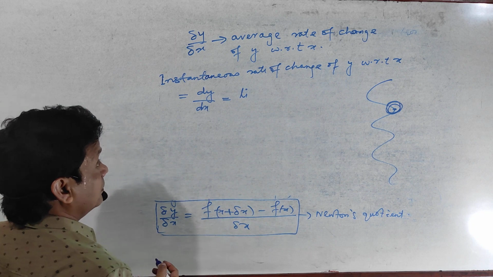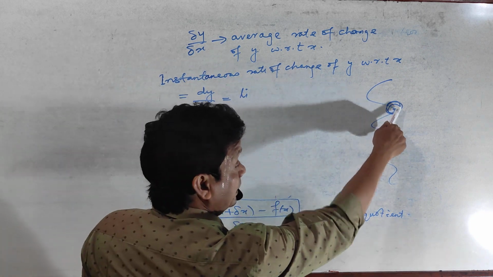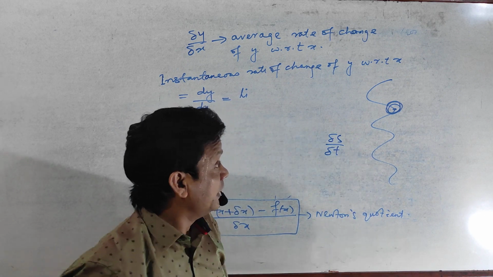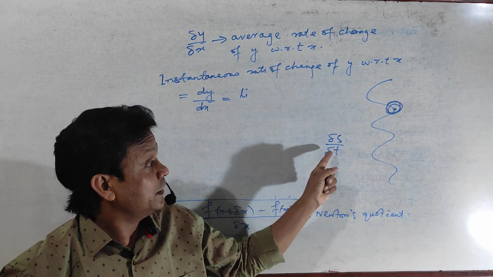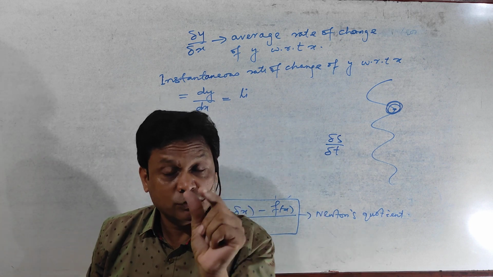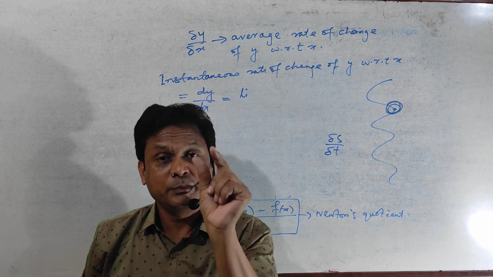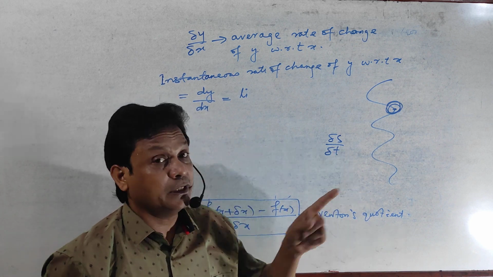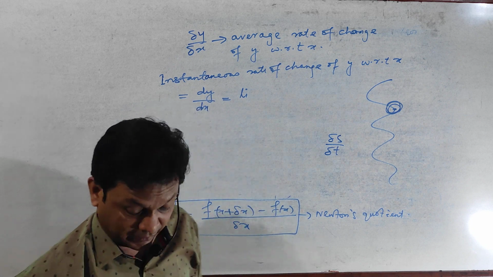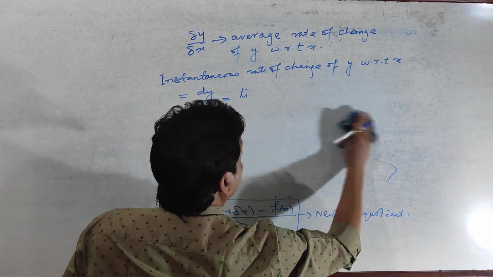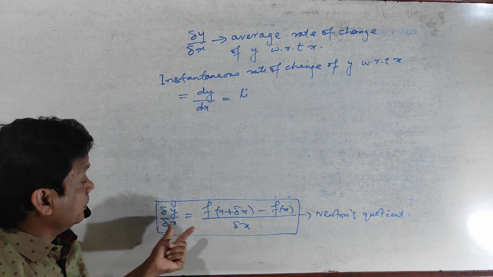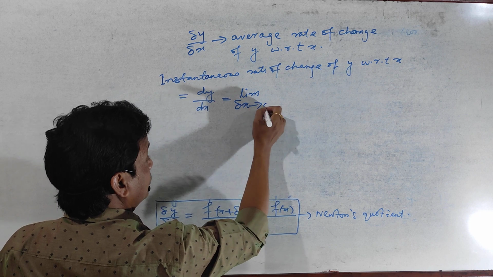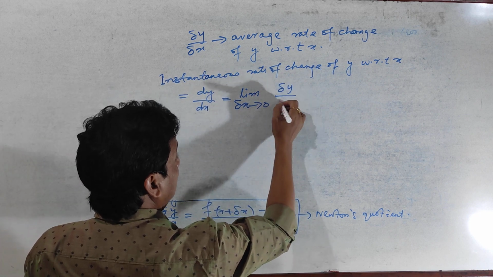Clear? In this case, if you are taking speed, meaning distance by time, delta s by delta t. In that case, the time delta t is a very small time, delta t tends to 0. That means microseconds. So the denominator tends to 0. Clear? Similarly, here the denominator is delta x. So limit delta x tends to 0, delta y by delta x.